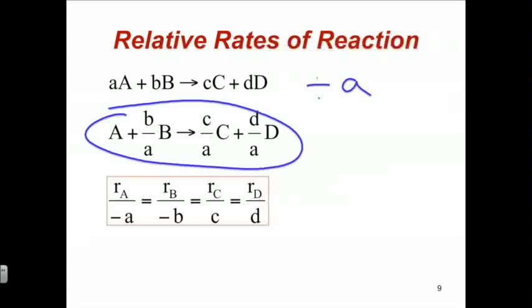So in this case, we have the rate of formation of A over minus A is equal to the rate of formation of B over minus B is equal to the rate of formation of C over positive C is equal to the rate of formation of D over positive D. And this is a way that we can quickly compare the relative rates of reaction when dealing with rate laws.